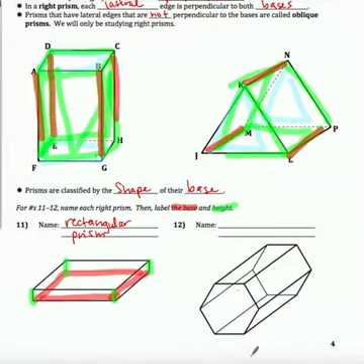In number 12, our base would be a hexagon, so this would be a hexagonal prism. So our base would be the hexagon, and our altitude or our height would be what connects the two bases.